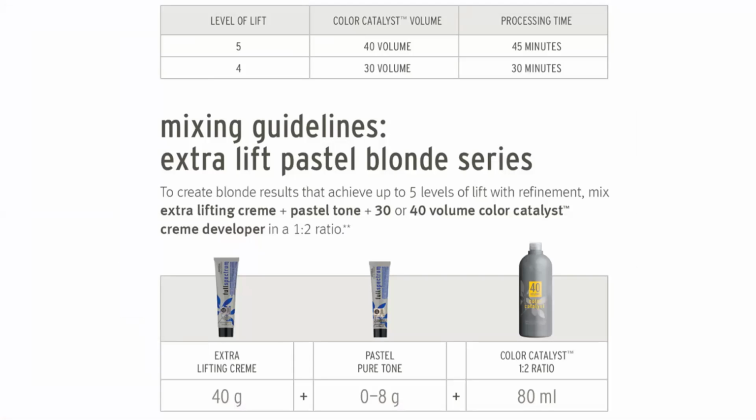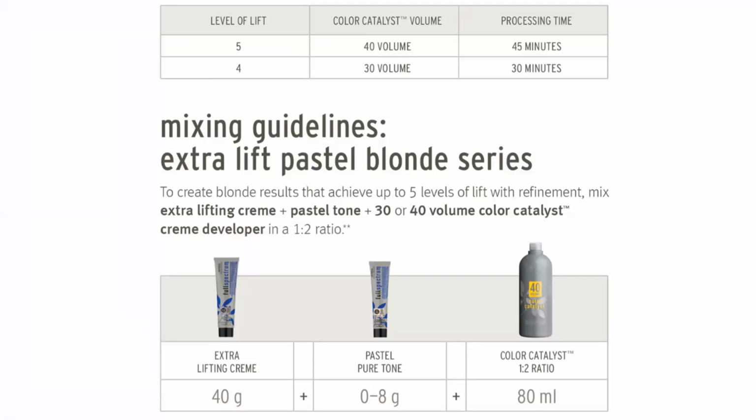As a guideline with your peroxide strengths, for 4 levels of lift, you're going to mix it with 30 volume for 30 minutes. If you mix it with 40 volume for 5 levels of lift, your processing time is going to be 45 minutes. Your guidelines for mixing this up: we've got 40 grams of ELC, 0 to 8, as I mentioned earlier on, depending on if you want the standard, soft, or a stronger tone.